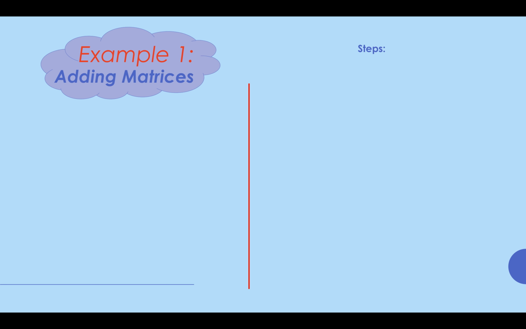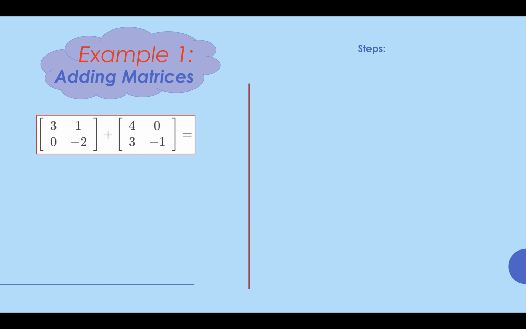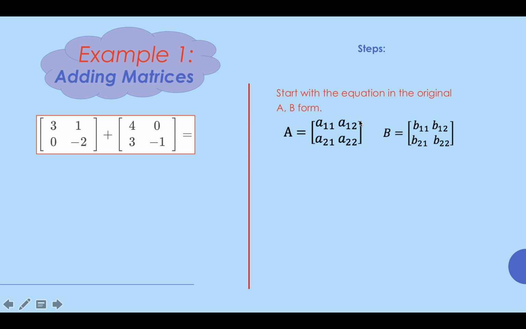So here is our first example for adding matrices, and it is the matrix 3, 1, 0, negative 2, plus the matrix 4, 0, 3, negative 1. The first step is to start with the equation in the original A and B form, as I showed you a few slides back. It is already in that form like this. This is the AB form that I'm talking about, in case you don't remember.